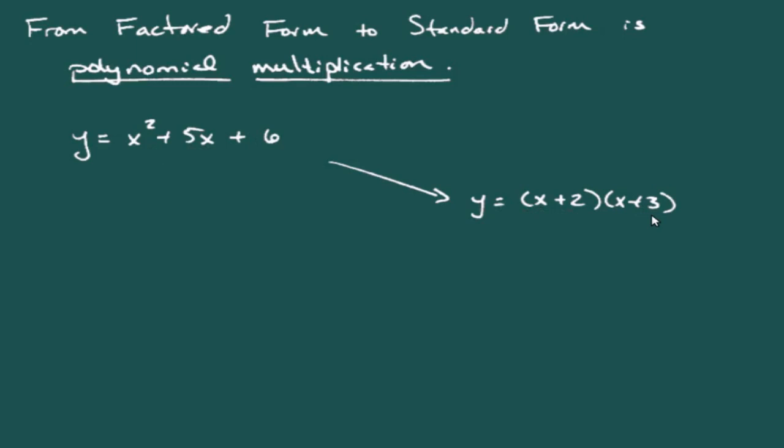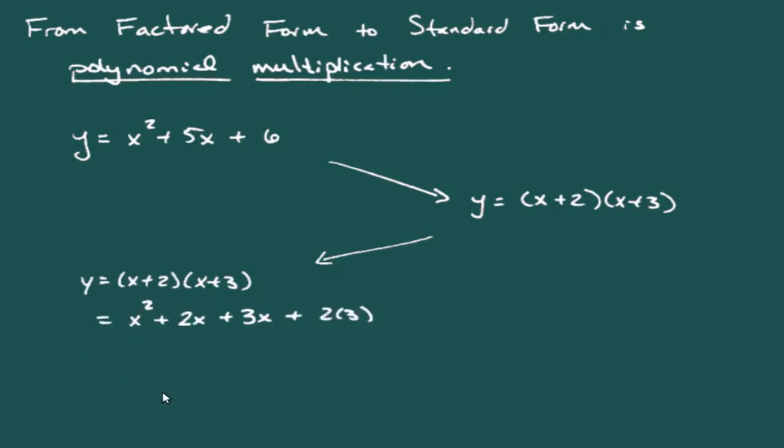Well, if we multiply out those polynomials, so we use our FOIL on that one, we're going to start with y is equal to x plus 2 times x plus 3. Well, x times x is going to give us x squared. X times 2 is going to give us 2x. Our outside terms, x times 3 gives us 3x, and 2 times 3 gives us 6. And so we've got x squared plus 2x plus 3x plus 6. We can combine those two like terms, 2x and 3x, to give us x squared plus 5x plus 6. And that is exactly what we started with, and so we've gone full circle from standard form to factored form back to standard form.